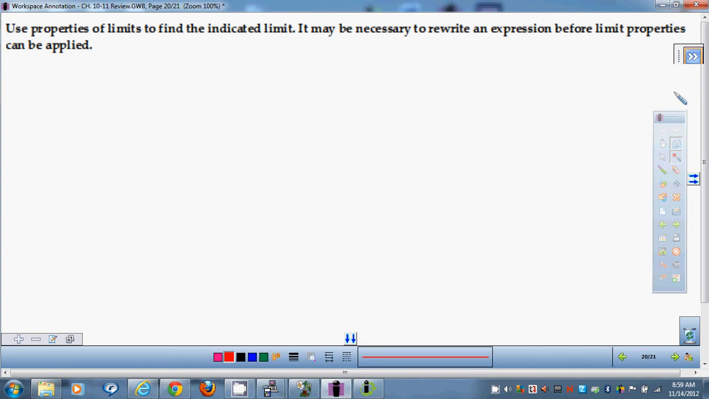Use properties of limits to find the indicated limit. It may be necessary to rewrite an expression before limit properties can be applied. Don't worry about that expression. What's this problem going to look like? Who can give me something slightly more specific? Morgan, what's this problem going to look like? What do you think this problem's going to look like? That's right. That's exactly what it's going to look like.